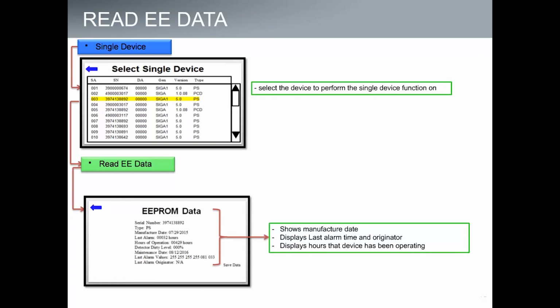To perform the read EE data function, press the diagnostic button on the main menu page. Press the single device button on the page that appears. Select the single device based on its serial number, short address, or device address. When the EEPROM data for the device is shown, the user will see the manufacture date, last alarm time, and originator, and it will also display the hours that the device has been operating.